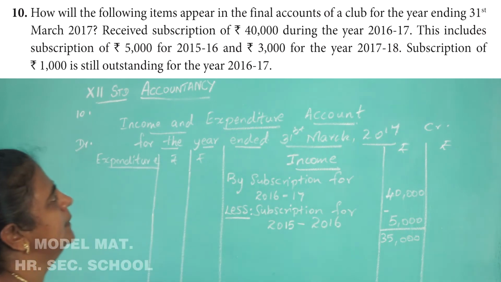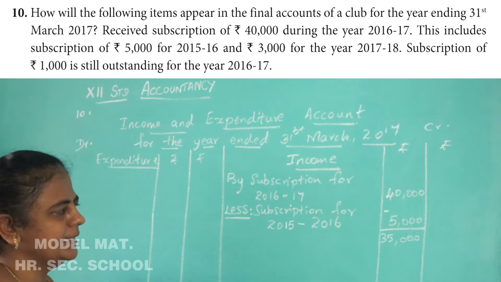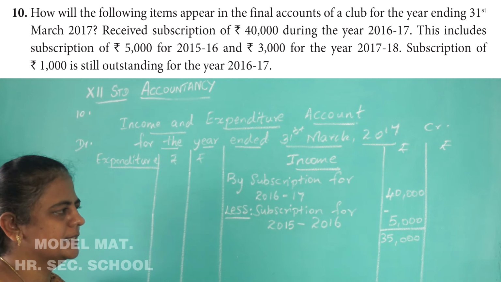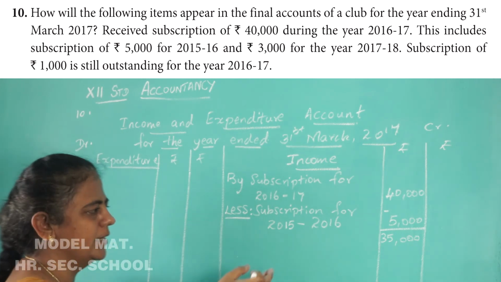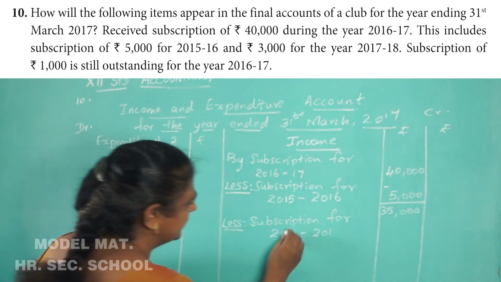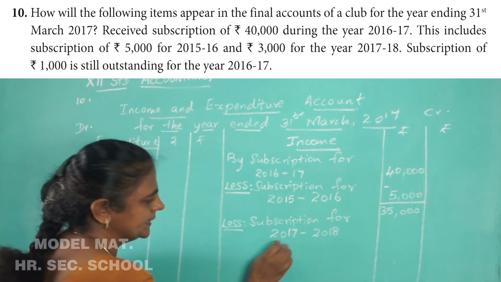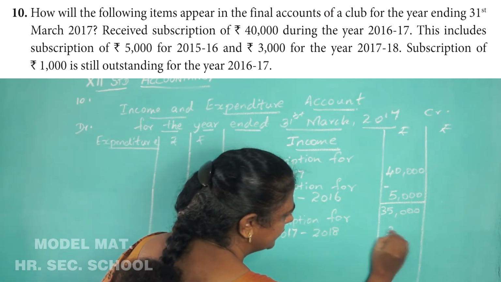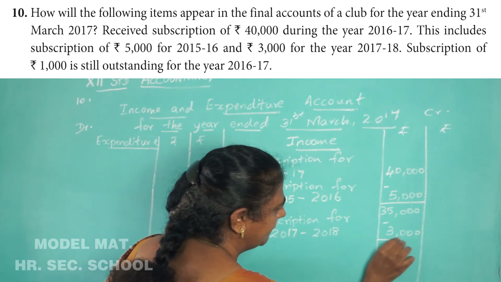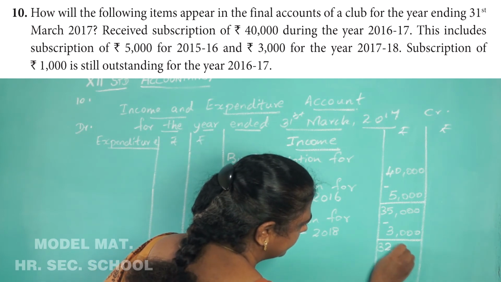Then next, and rupees 3,000 for 2017-18. What is 17-18? It is the subsequent year, that is the next year. How much is included here? 3,000 is included here. So that also I have to subtract. Less subscription for 2017-18. That is next year. That is also included here. So you must minus. So 35,000 minus 3,000, you will get 32,000.